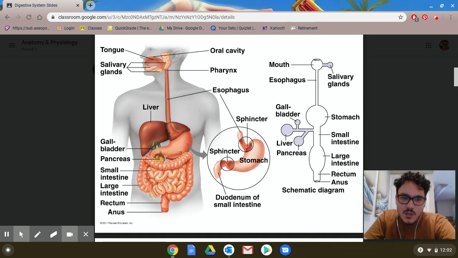It is a rather large organ. The amount that it can hold varies a little bit person to person. A lot of it honestly depends on how fast it can break food down. We'll get into all of that when we talk about the stomach more specifically.